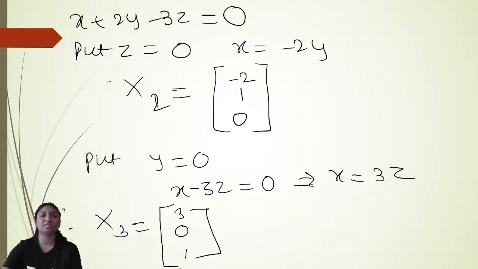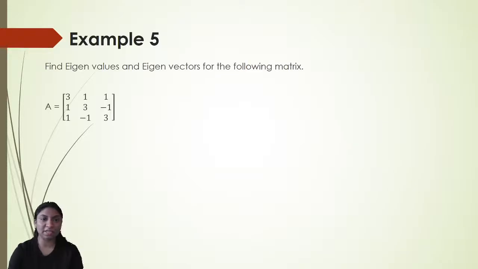This is the case where the matrix is symmetric and the eigenvalues are repeated, and how to find the eigenvectors. Now we will see the next example.